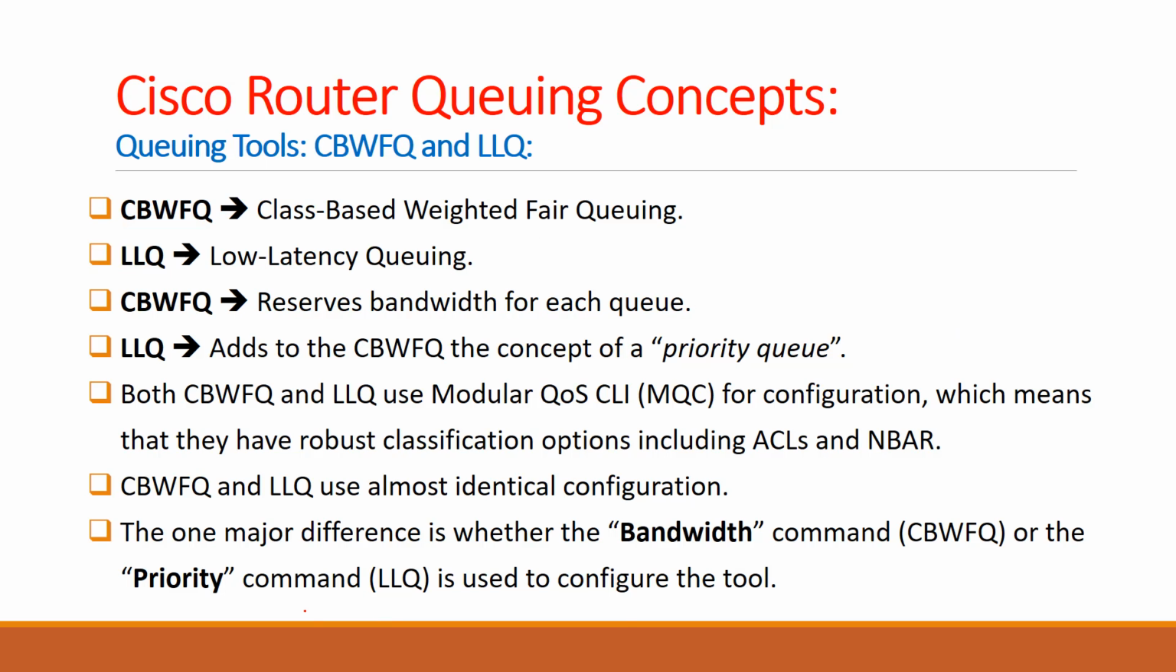So as we mentioned in the beginning, we will demonstrate only two tools, class-based weighted fair queuing and low latency queuing. What each tool does: class-based weighted fair queuing reserves bandwidth for each queue. What low latency queuing does is add to class-based weighted fair queuing the concept of a priority queue. And we will learn later what a priority queue is.